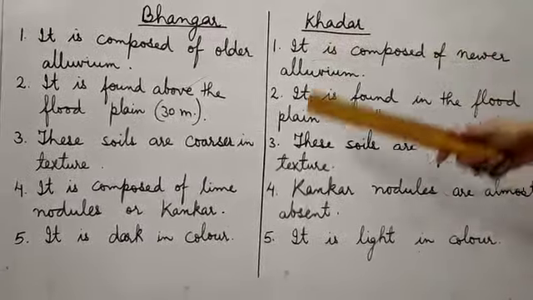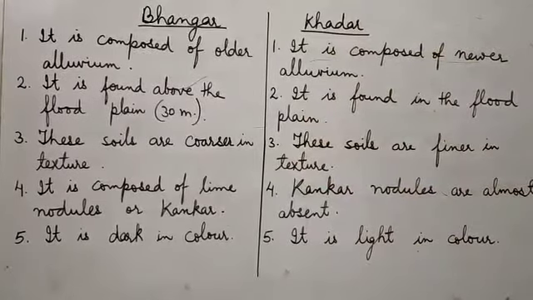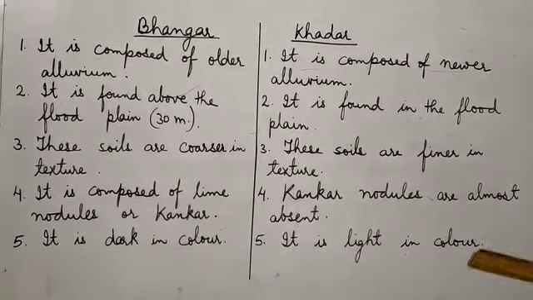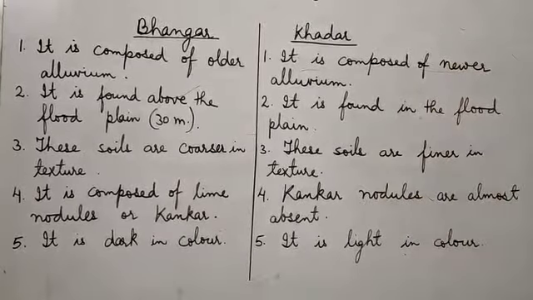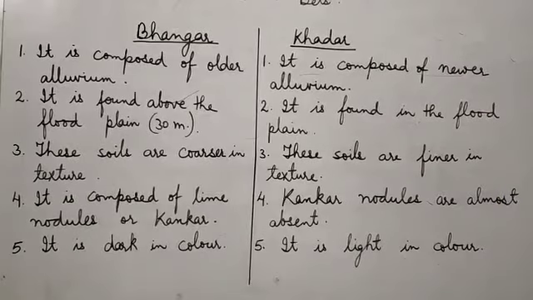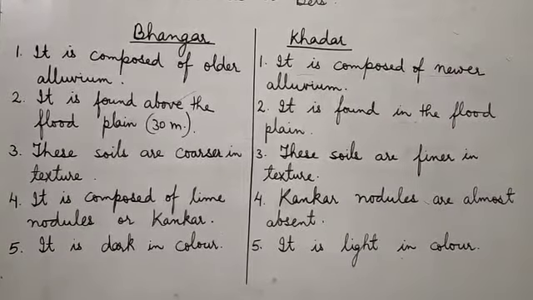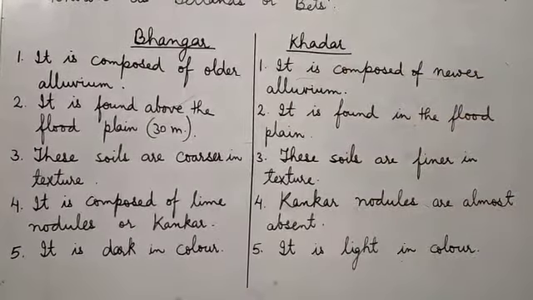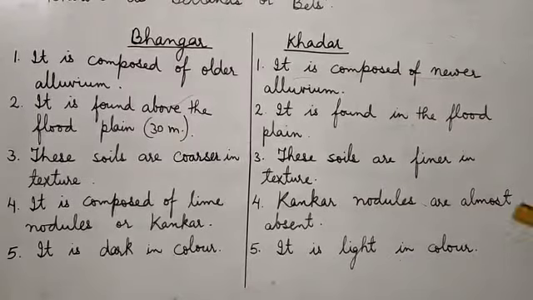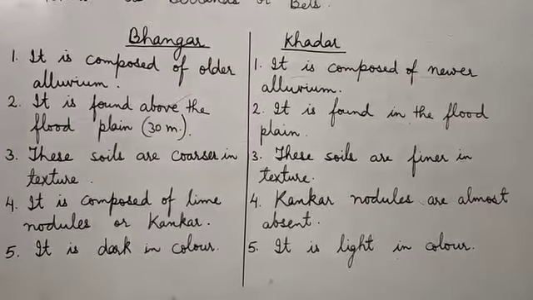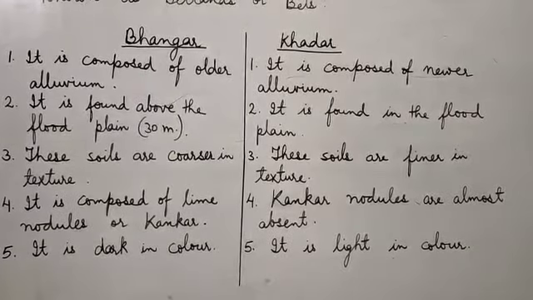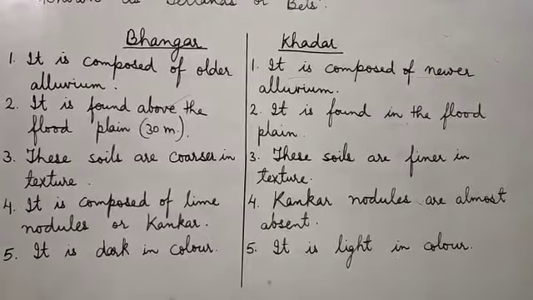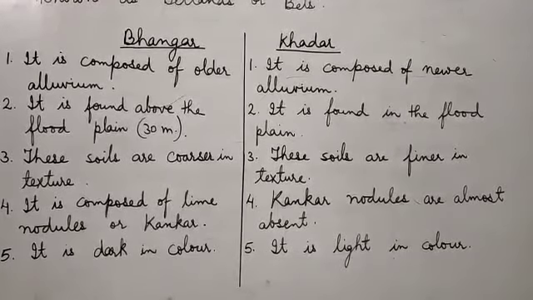Next, Bhangar is composed of lime nodules or kankar, calcareous deposits. But in Khadar there is almost an absence of kankar nodules. And Bhangar is generally dark in color, but Khadar is light in color. Therefore Khadar is more fertile than the Bhangar soil. So these are some differences between the Khadar and the Bhangar soil.